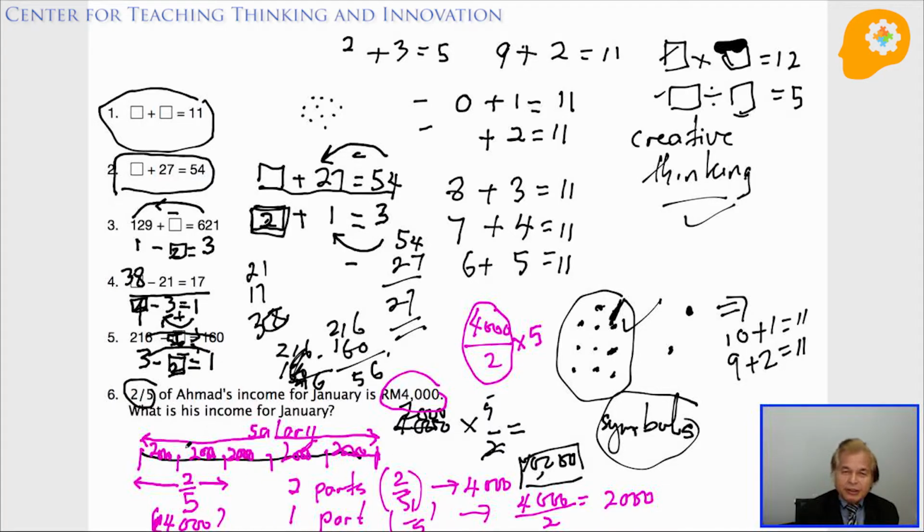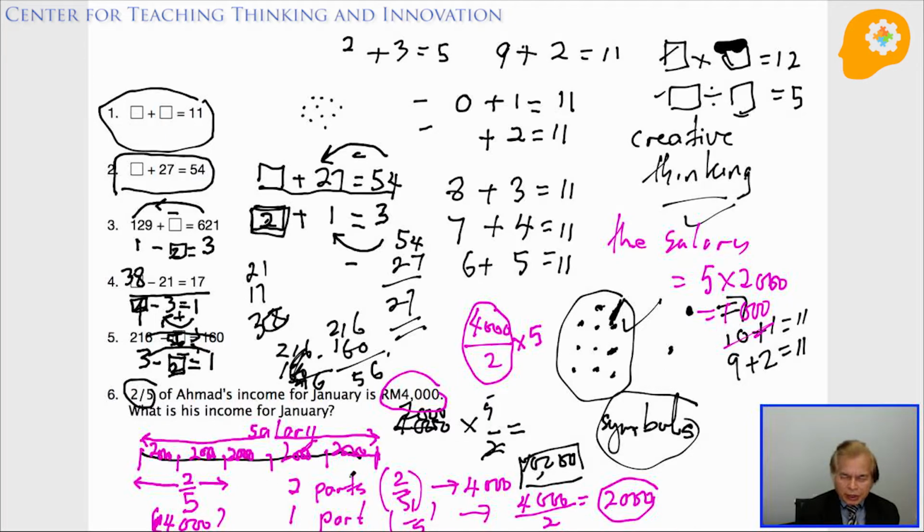So here your kids not only learn about fraction, but also learn about critical thinking and creative thinking because she is able to see two ways of solving this problem. One is through addition, 2,000, 2,000, 2,000, 2,000. The other one is through multiplication. Once you get one part, 2,000, you just multiply by 5. So the whole salary, 5 parts, 5 times 2,000, is 10,000.